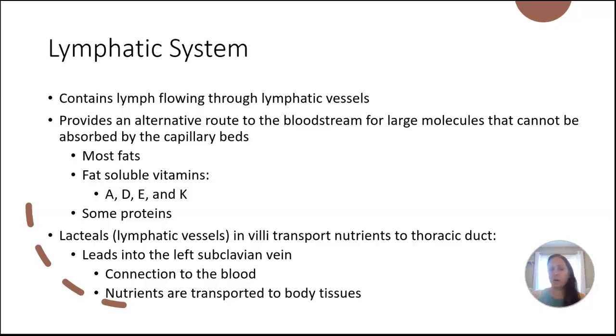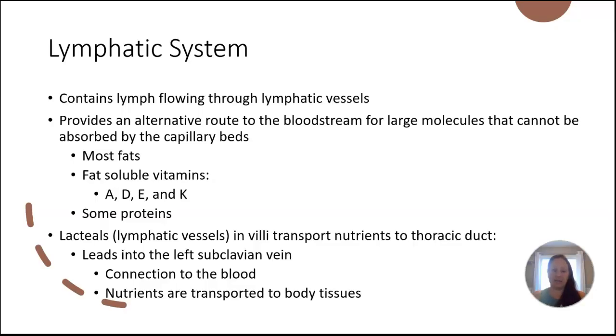So what does this include? Most fats, fat soluble vitamins, vitamin A, D, E, and K, and then some larger proteins that can't go right into the cardiovascular system. There are vessels called lacteals. These are lymphatic vessels. We saw in the picture, I believe they were blue, right? We had capillary beds, and then we had the lymphatic vessels. Again, same region, underneath the epithelial cells inside of those villi, right there in the small intestine.